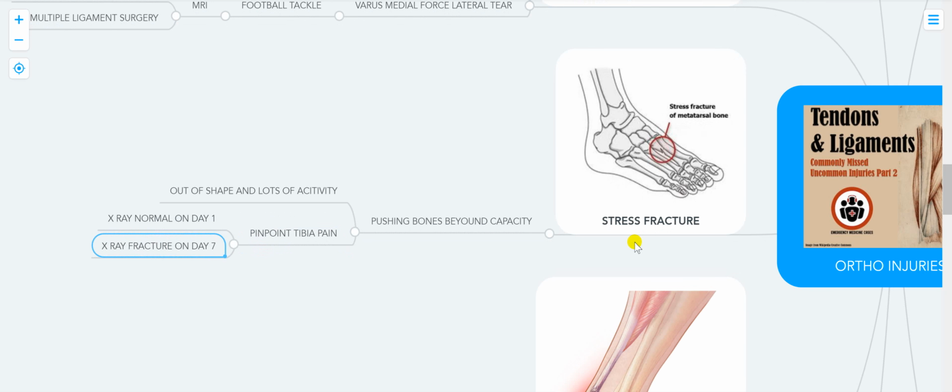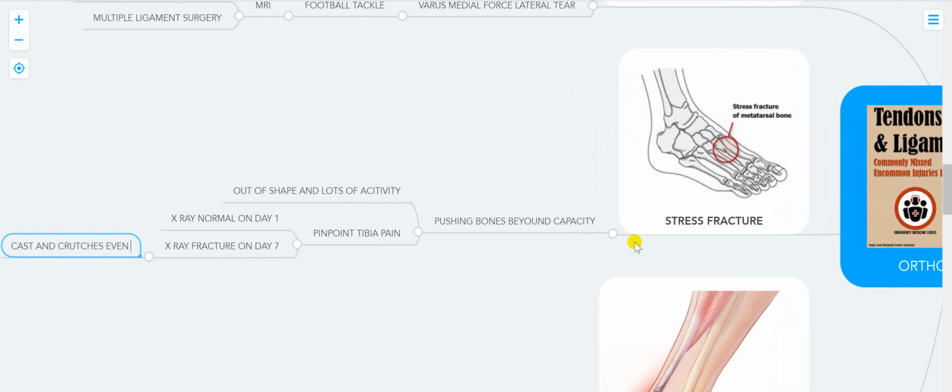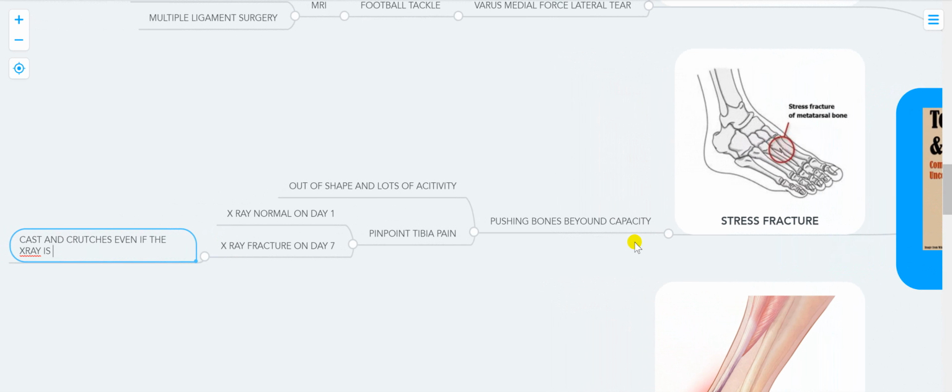So this is the presentation on x-ray. This is how we diagnose stress fracture. Initially normal, and then on day 7, that's when the fracture shows. That's why you call it an occult fracture, a stress fracture. We do a follow-up x-ray to diagnose it. This is very important. How do you manage that? You do cast and crutches even if the x-ray is normal. That's a stress fracture.